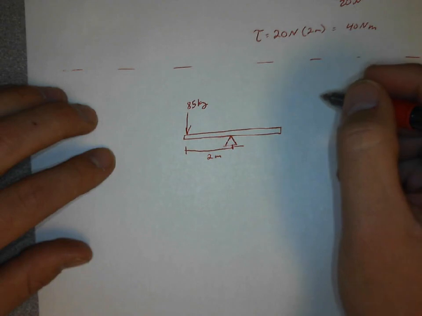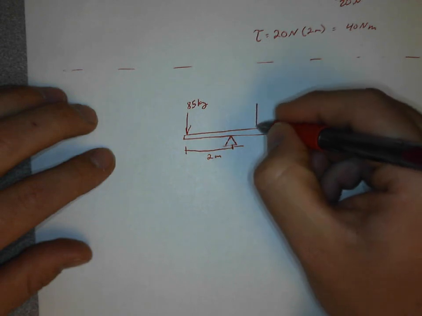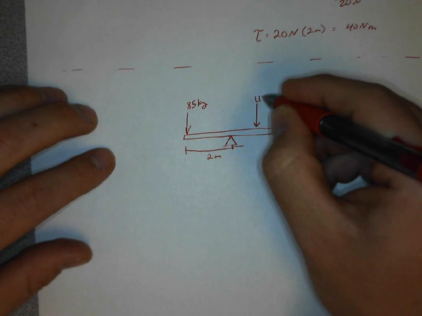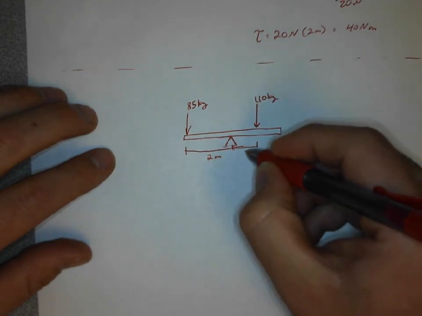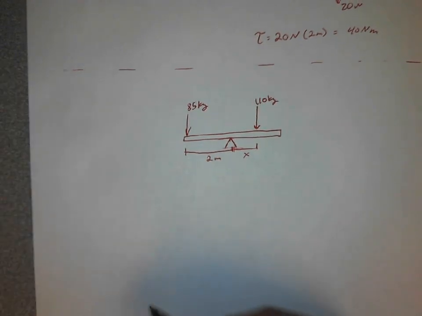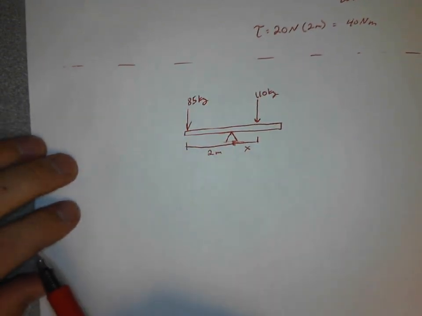And then you get someone else that wants to sit in the middle. Or they're just going to sit on this side, but they weigh 110 kilograms. We just want to know what this distance is. We want to know how far away from the pivot they need to sit to cancel out the other side, cancel out the other torque. And so this brings up something we talked about in class, but I'm going to review it right now.